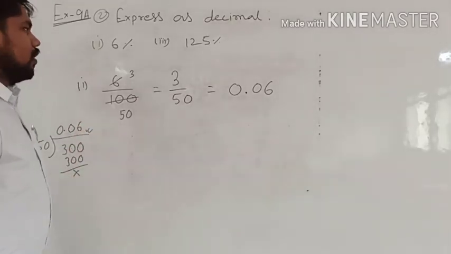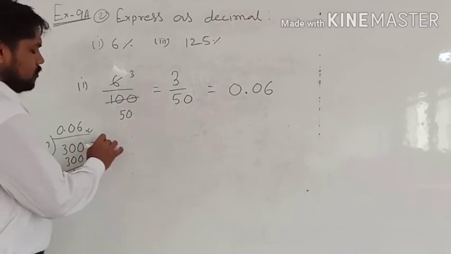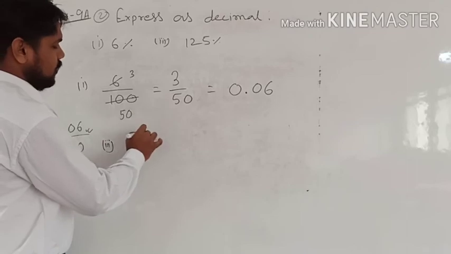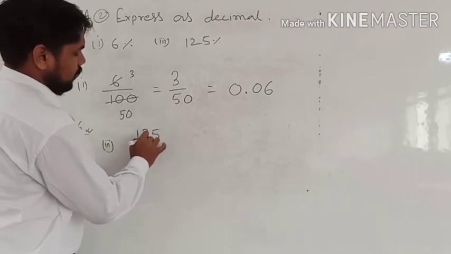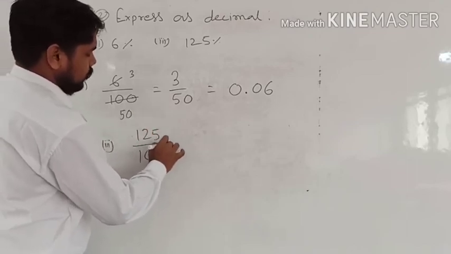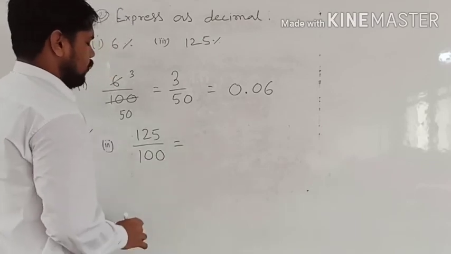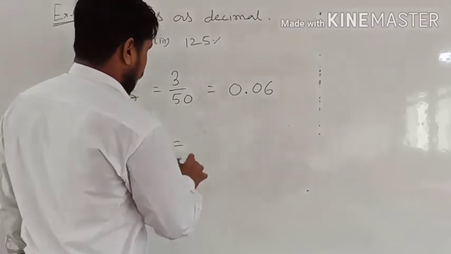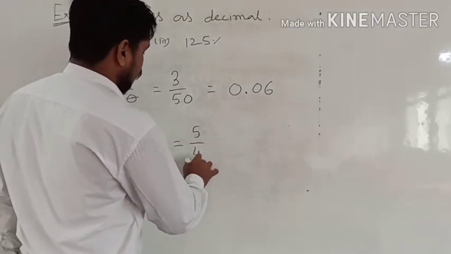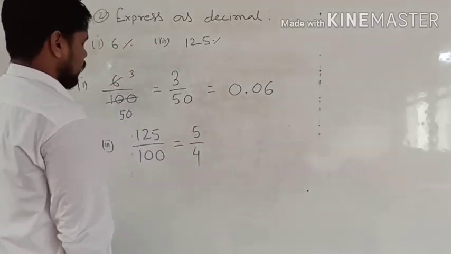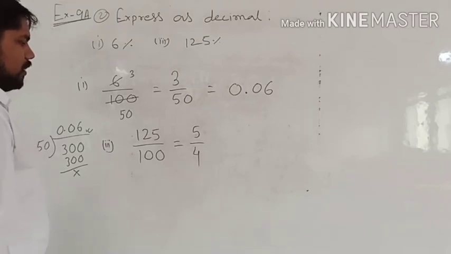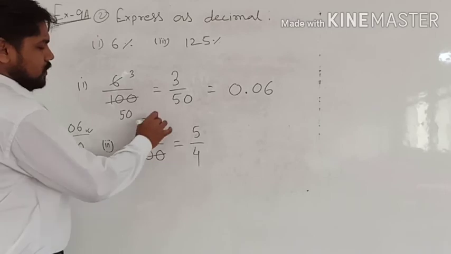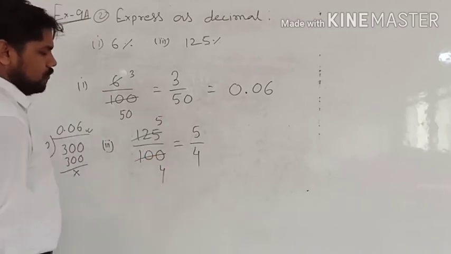Okay, now the next one is question number 3, which is 125%. So 125 divided by 100. If you want to cancel this out, it goes in 25 times, giving 5 divided by 4, right? 4 times 25 is 100, 5 times 25 is 125. So here 25 cancels, leaving 5 and 4.